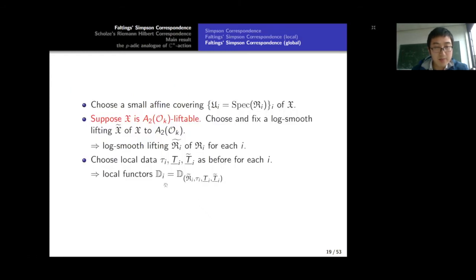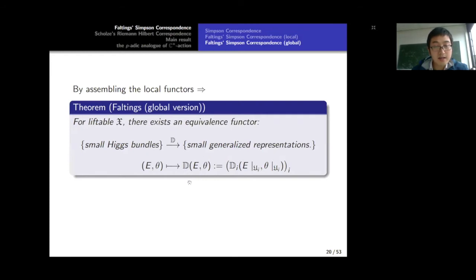And by assembling these local functors, we can get Faltings' p theorem in the global case. For a liftable X, there exists an equivalence functor from small Higgs bundles to small generalized representations. We still denote this functor by D here. Okay, this generalized representation just consists of these local ones.